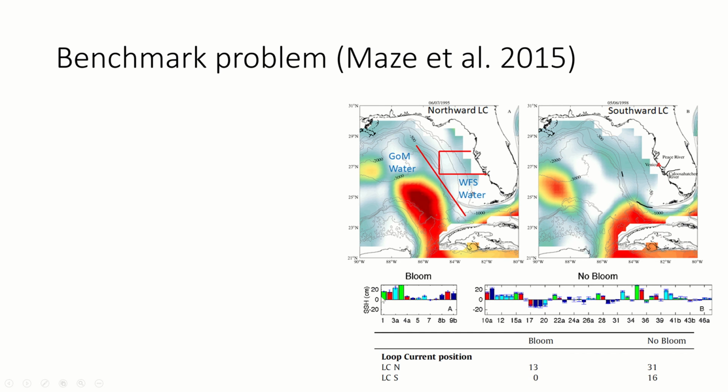You see here, for the plume events, where you have a positive sea surface height, meaning you have a northward loop current, this is where you observe the plume. But when the loop current was in the south position, there was no plume. Here is a summary table to show that when the loop current was in the south, there was no plume observed, out of the 16 events.